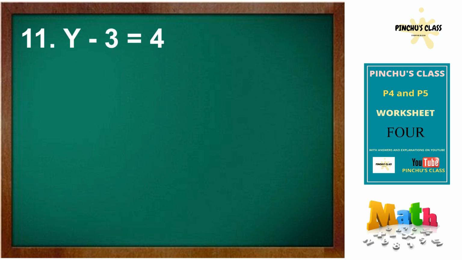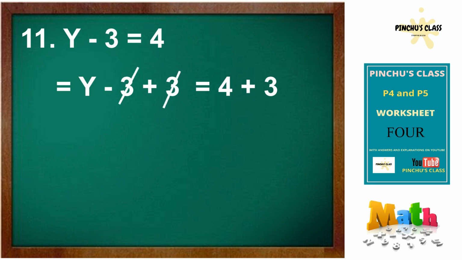Then number 11, they have told us to simplify y minus 3 is the same as 4. So what we do, we want to take 3 to the other side. We add 3 on both sides. So y minus 3 plus 3 gives us 4 plus 3. Now when you see y minus 3 plus 3, the 3's cancel because they give us a 0. So we shall stay with y is the same as 3 plus 4, which gives us 7.